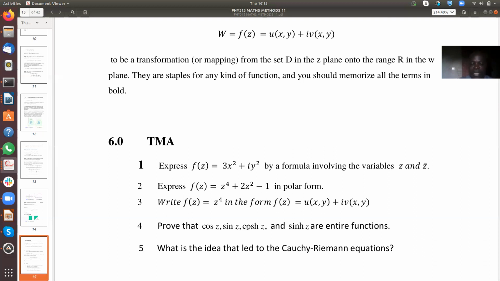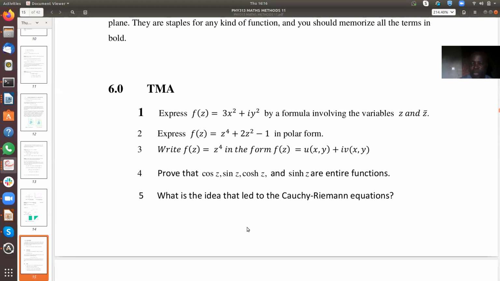So the last one is, what is the idea that led to the Cauchy-Riemann equations? This we discussed last week. If you go back to the notes and try to understand the procedures in the notes, you will see the reason why we need to look at the Cauchy-Riemann equations. So lastly, any questions?